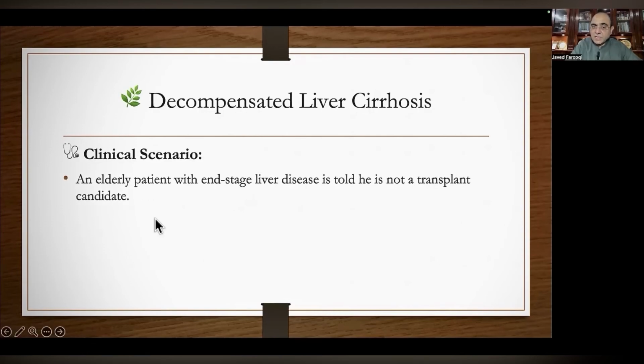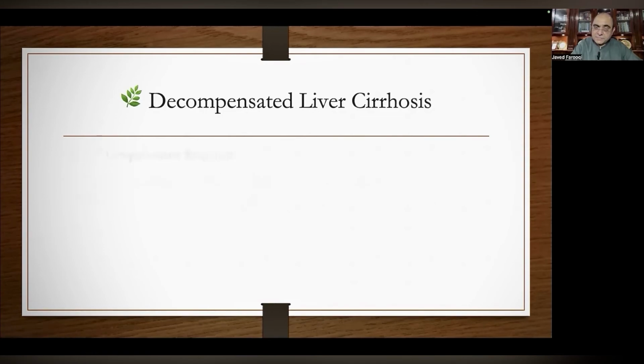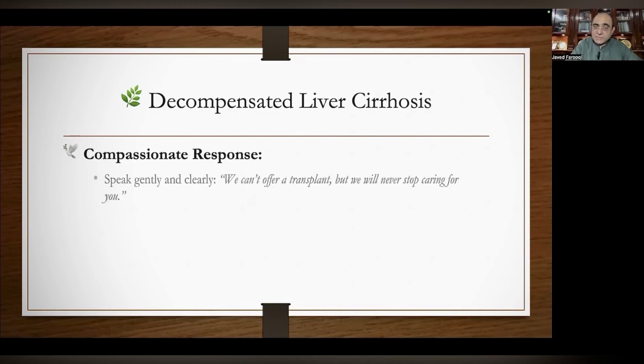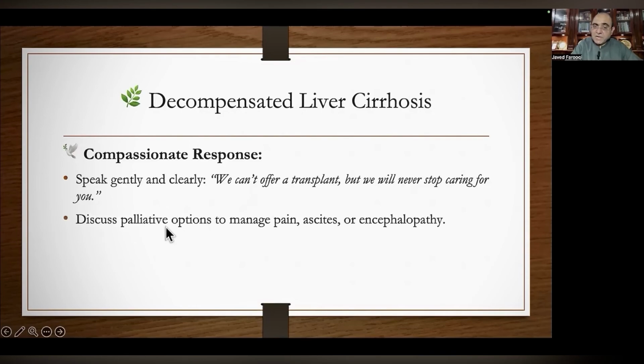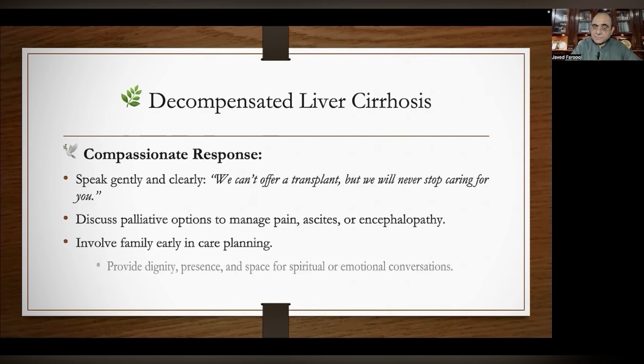Another scenario, an elderly patient with end-stage liver disease is told he is not a transplant candidate. So a compassionate response in such case, speak gently and clearly. We can't offer a transplant, but we will never stop caring for you. Discuss palliative options to manage pain, ascites, or encephalopathy. Involve family early in care planning. Provide dignity, presence, and space for spiritual or emotional conversations.